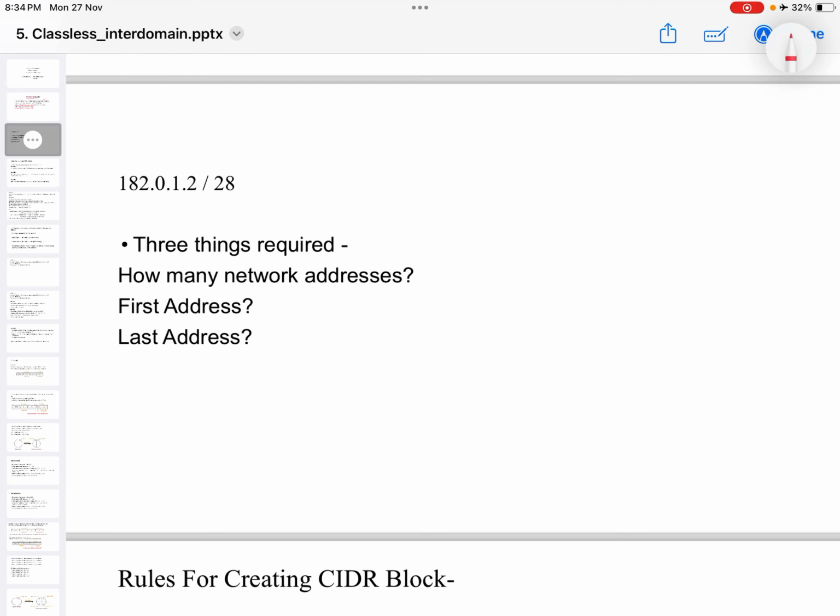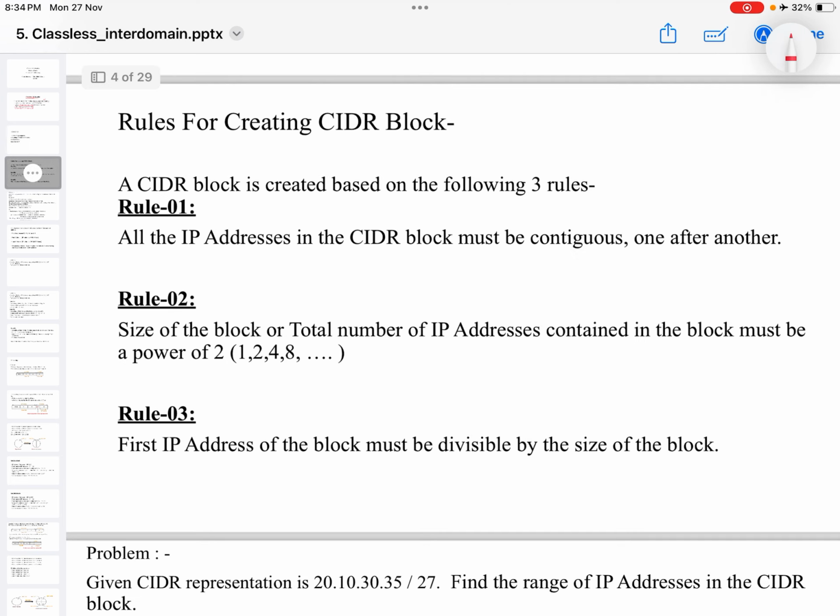So three things are required: how many network addresses, first address and last address. Rules for creating a CIDR block. A CIDR block is created based on the following three rules. Rule number 1: all the IP addresses in a CIDR block must be contiguous, one after another. Rule number 2: the size of the block, or the total number of IP addresses contained in the block, should be a power of 2.